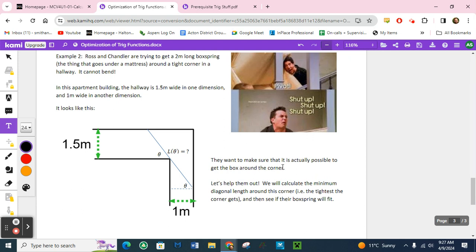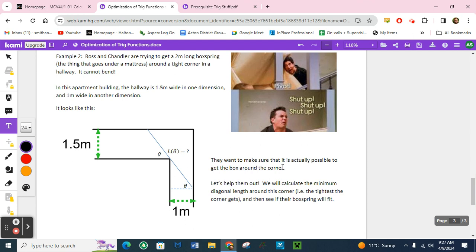Without damaging the stuff. Like if you have a box spring that's like 8 feet long, and the smallest tightest spot going around the corner is only 5 feet. Like you might as well not even try. It's just not happening. So that's kind of the idea behind this question. Also, if you're a Friends fan, this was a funny episode of Friends where they were trying to get, I forget, it might have been a couch, but we're doing a box spring.